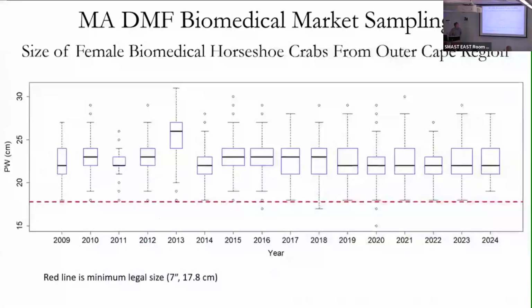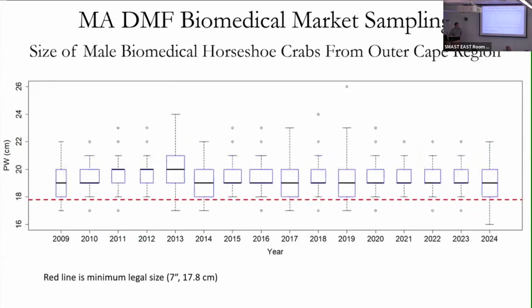Let's look at the size over time. This is for female horseshoe crabs from the Outer Cape region. Fairly steady, a little bit of a drop down at the end there. That red dashed line there is our minimum legal size, which is 7 inches or 17.8 centimeters. That black line is the median by year. The top of the box is the 75th percentile. The bottom of the box is the 25th percentile. Those little circles are outliers.